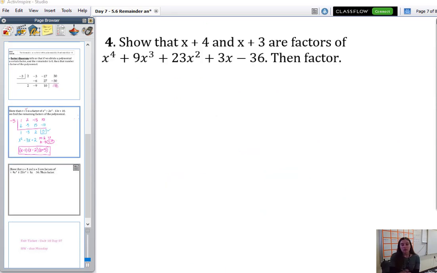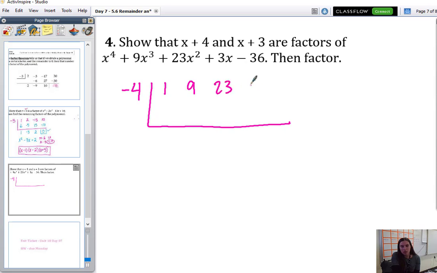In this next one, we have x plus 4 and x plus 3. We're trying to prove that both of those are factors of this whole long polynomial. Then we're going to factor the rest of it. So when you've got two different binomials, we're going to divide twice. We're going to do synthetic division 2 times. It doesn't matter which order you do it in. It does not matter which one you start with. Let's say you want to start with the x plus 4. Remember, it's got an x with it, so we need to change our sign to a negative 4. Put our half box. And then let's see if we're missing any terms in our polynomial. 4, 3, 2, 1, we're good. So all of my coefficients are 1, 9, 23, 3, and negative 36.